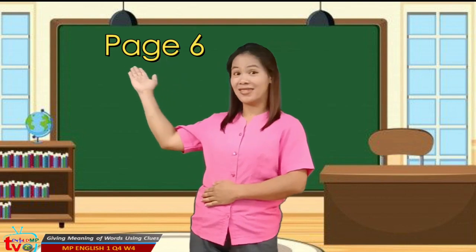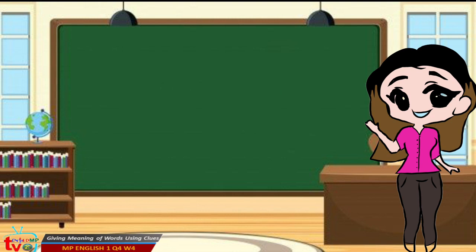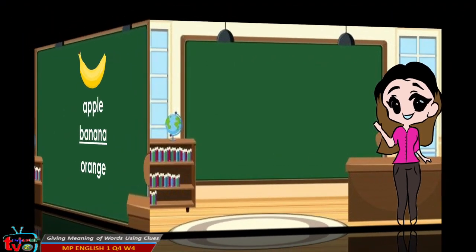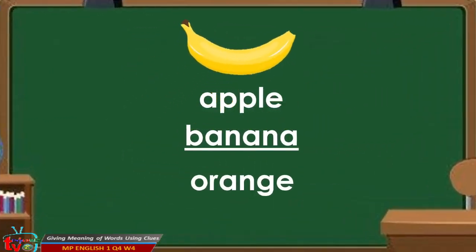Turn your module to page 6. What is new? Let us explore. Listen as I read the word or group of words. Take note of the underlined word that tells about each picture. Apple, banana, orange. What is the underlined word? Correct, banana. Why? Because the picture shows a banana.